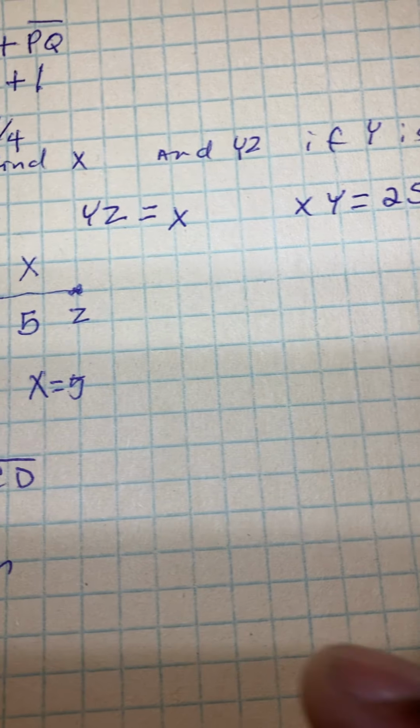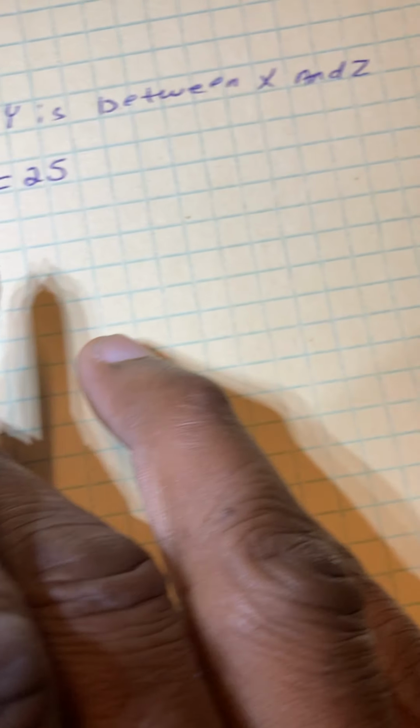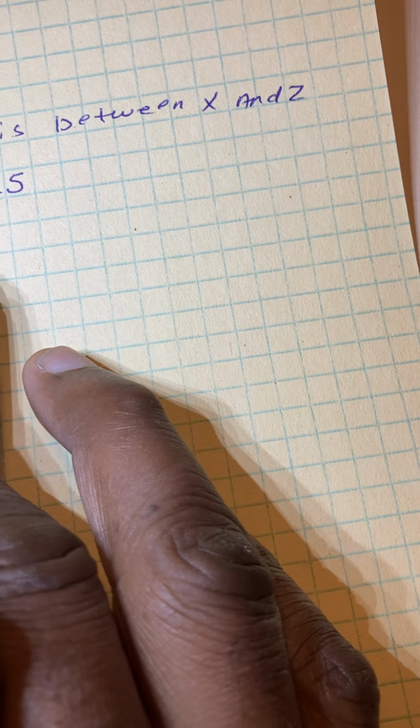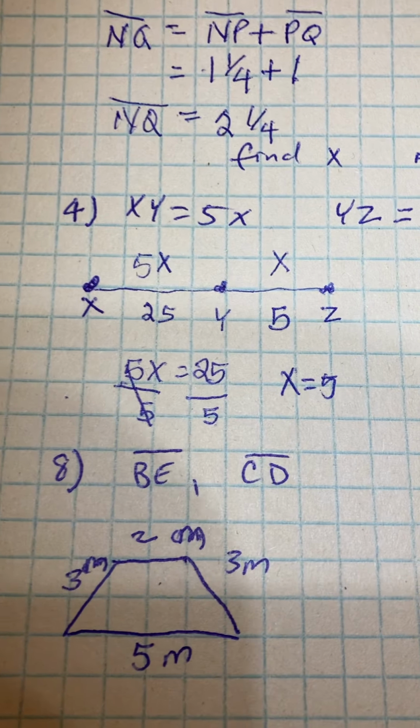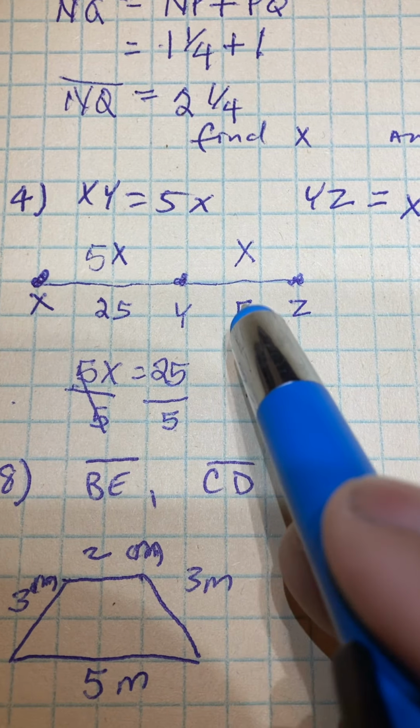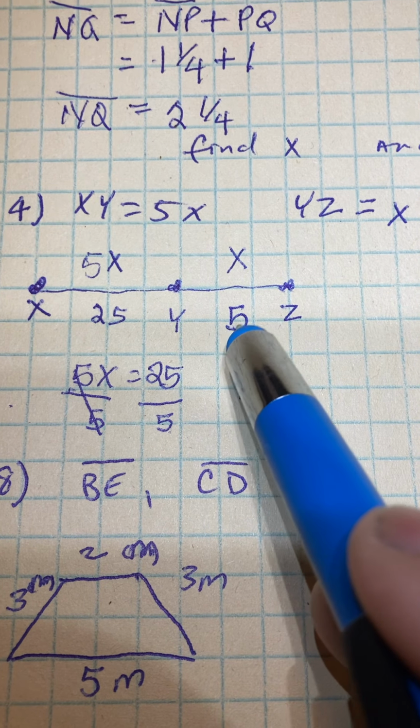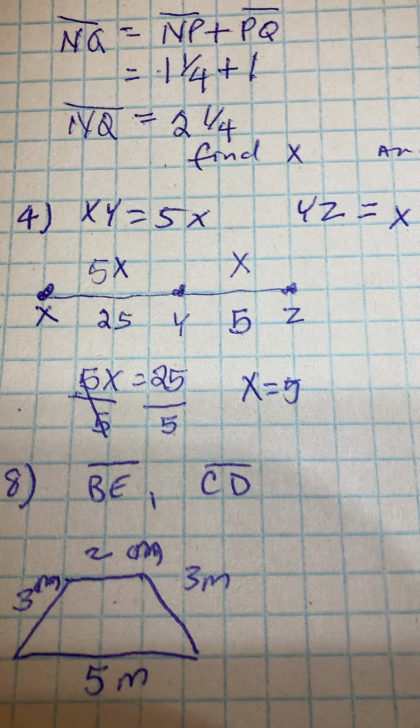So they want you to find out what's the value of YZ. So YZ is 5. Okay?